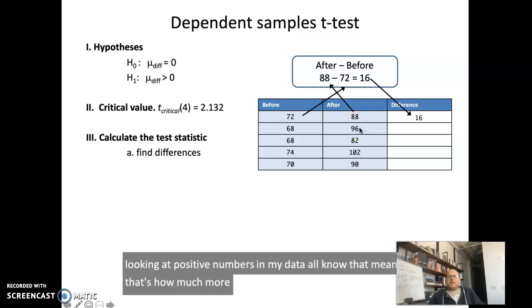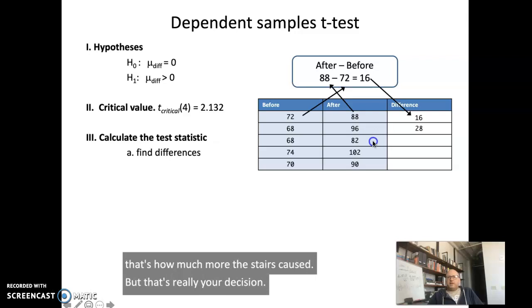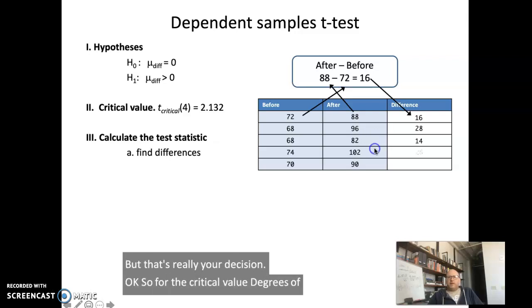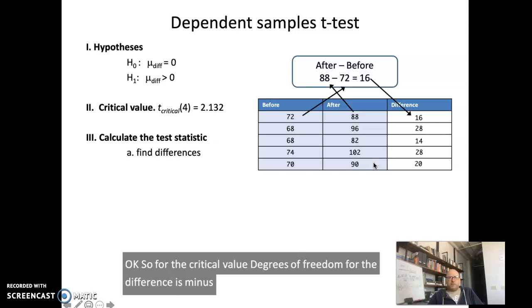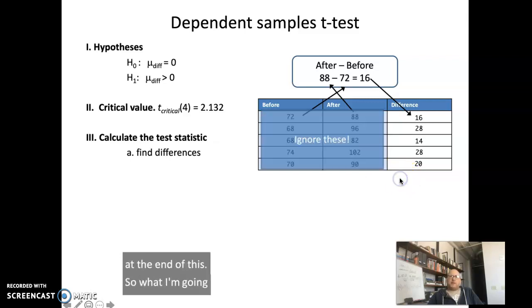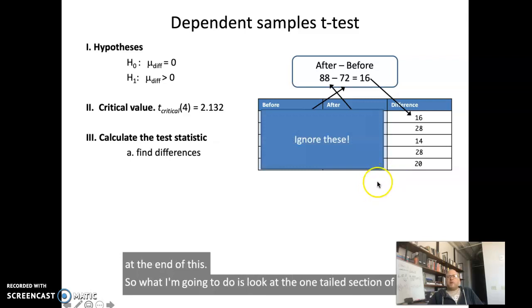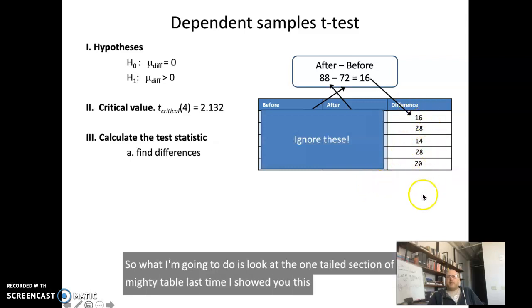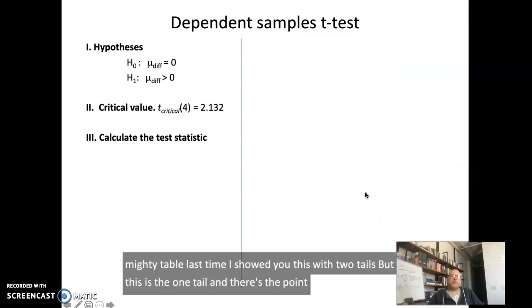All right, so I got 16 there. For the next row, 28, 14, 28, and 20. So my differences are right there. Now I'm going to just ignore those from now on. I'm doing a test comparing those on average to 0.